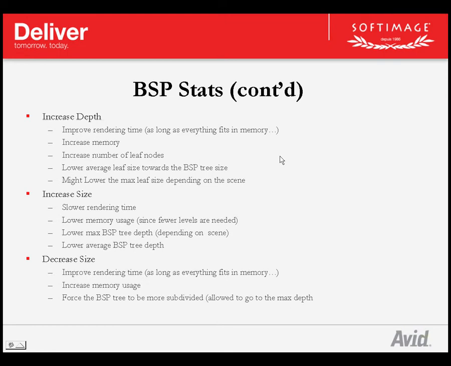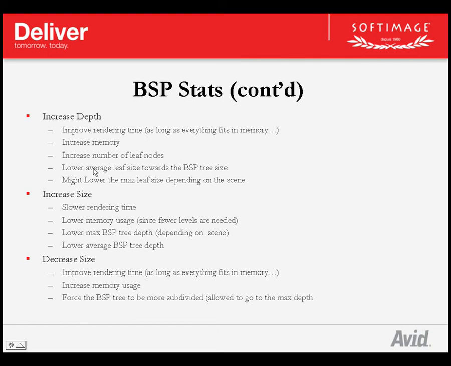So if the structure does exceed the real RAM on the machine and starts to use virtual RAM or swap space, then obviously you start to degrade in terms of rendering. Increasing the depth will also increase the number of leaf nodes, because allowing more depth means that more subdivision is allowed, and that will create more leaf nodes. Every time a leaf node gets subdivided, the number of triangles contained in a leaf node gets divided by 2.